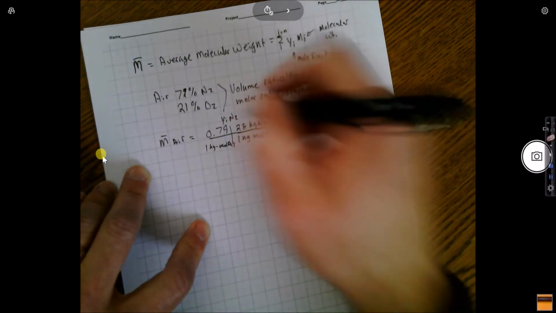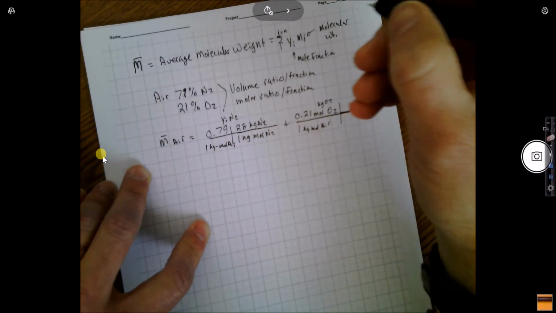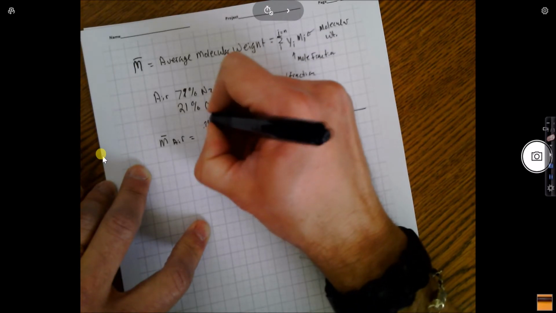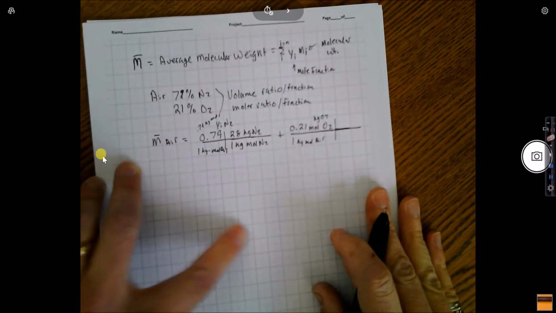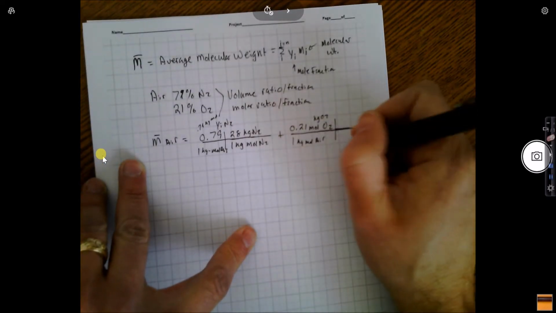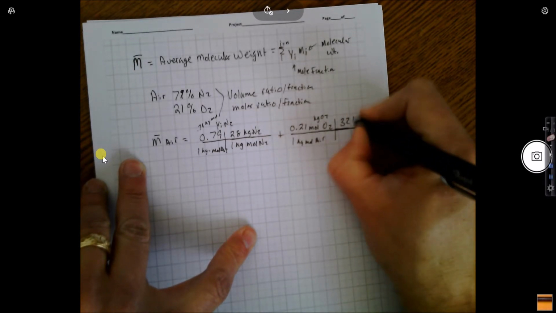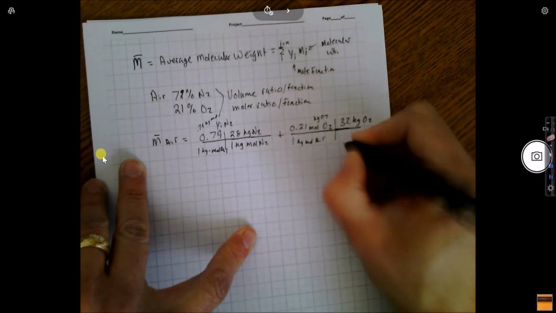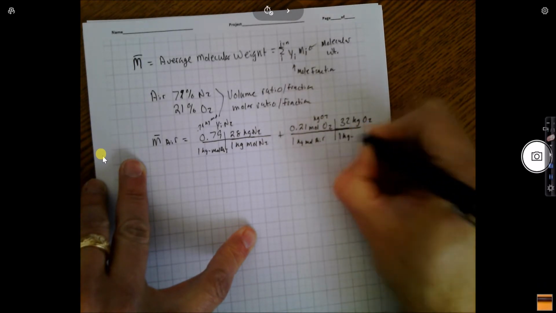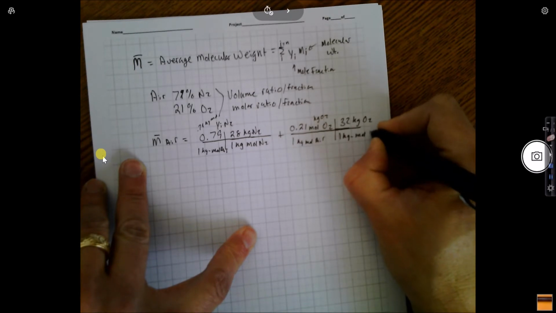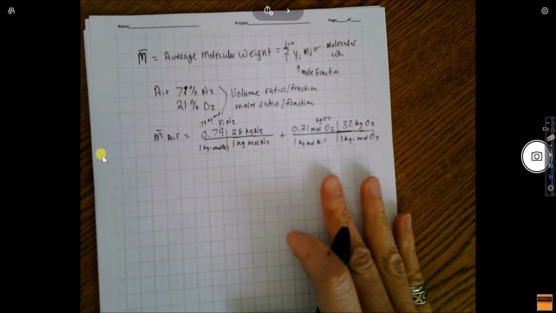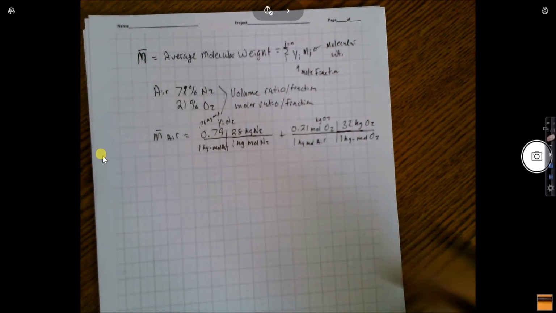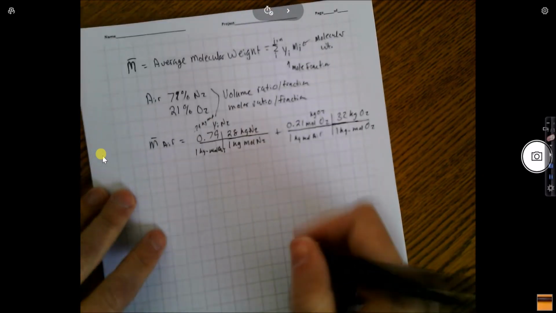And I should have put 0.79 kilogram moles. So forgive the bookkeeping. This one's a little bit better. Sorry about that. Okay, and there are 32 kilograms of O2 in 1 kilogram mole of diatomic oxygen. Okay, so we've set it up, and I apologize for my poor bookkeeping methodology again, but let's carry it down here.